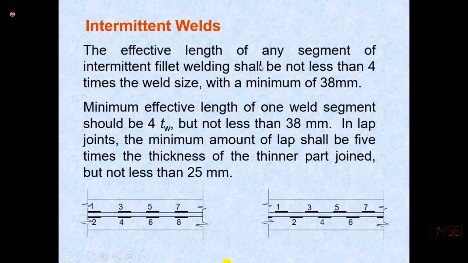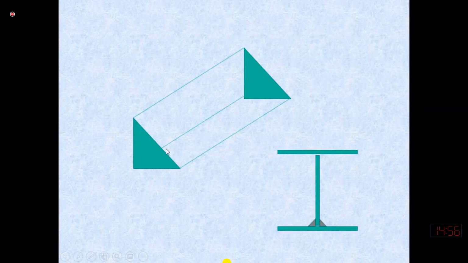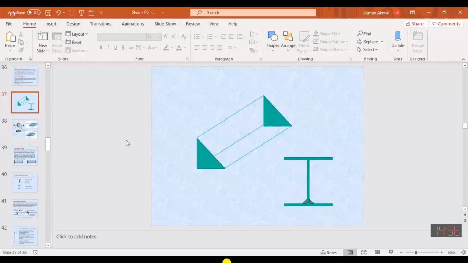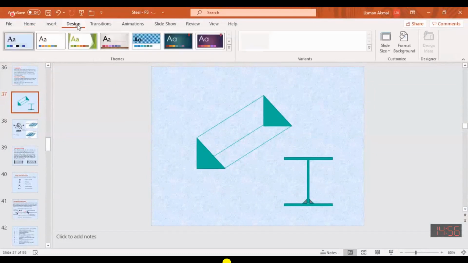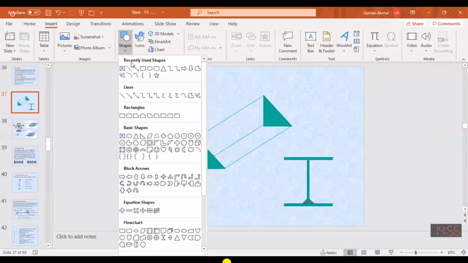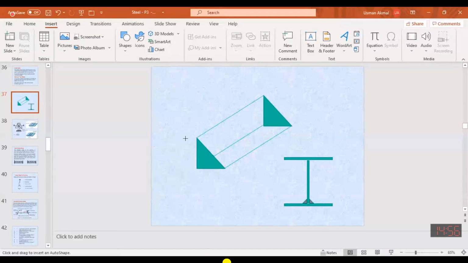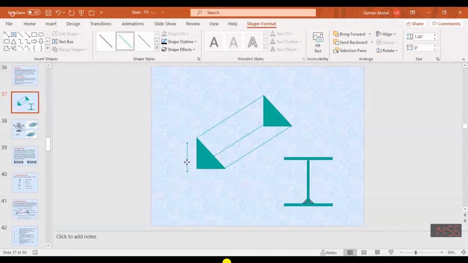So the effective length of any segment of intermittent fillet weld shall not be less than 4 times the thickness of the weld. So this length of the weld should be a minimum of 4 times the thickness of the weld. So the thickness of the weld, we will see what is the thickness of the weld. Let me explain here, but I will also explain in my next lecture also. So this is the thickness of the weld.